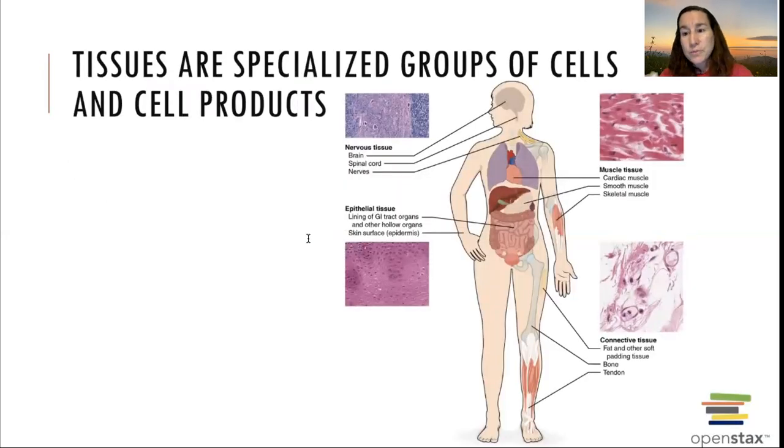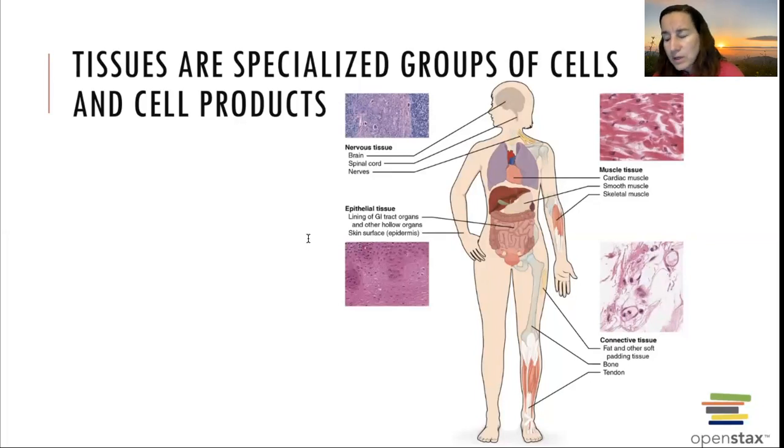Tissues are groups of cells, different types of cells, and there are 4 tissue types. We're going to have a whole chapter on histology, and you're going to need to know all the different tissue types and what categories they fall into. But let's talk about, in general, just the 4 types. Let's go over the 4 types.